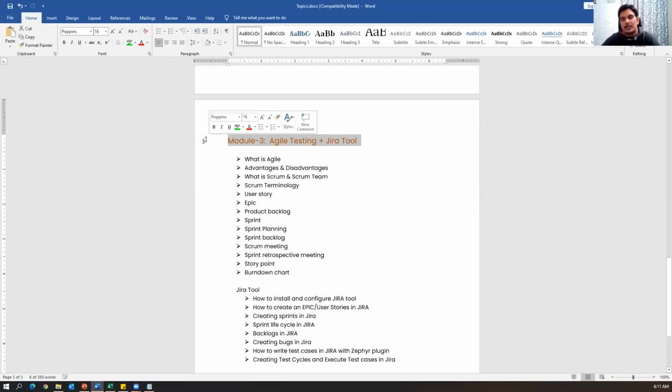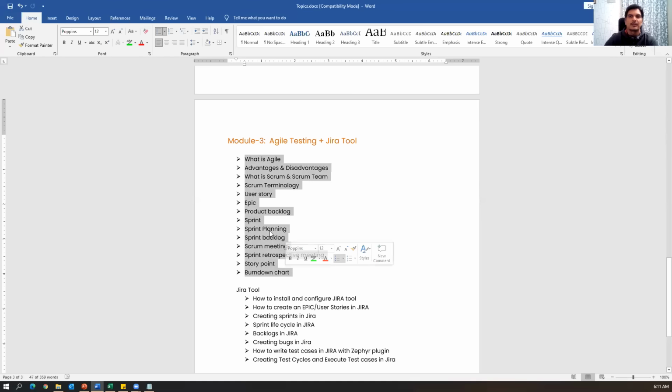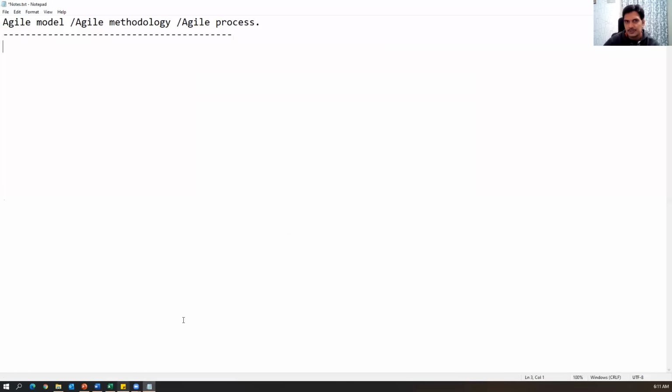Okay, so as part of today's session we are going to see these items: what is agile, what are the advantages, disadvantages, and then we will see some of the most important terminologies in Scrum or Agile, and then I will show you a few examples. Okay. All right. So first one.